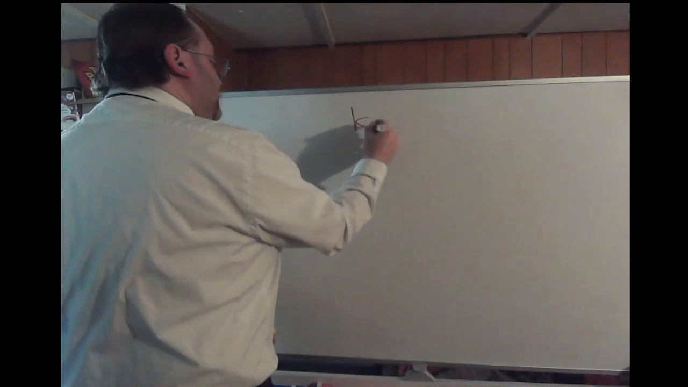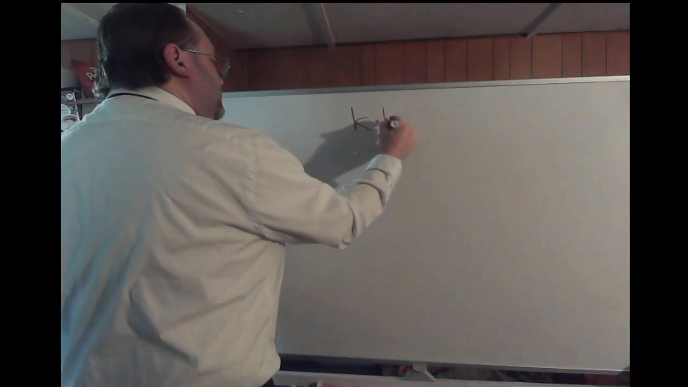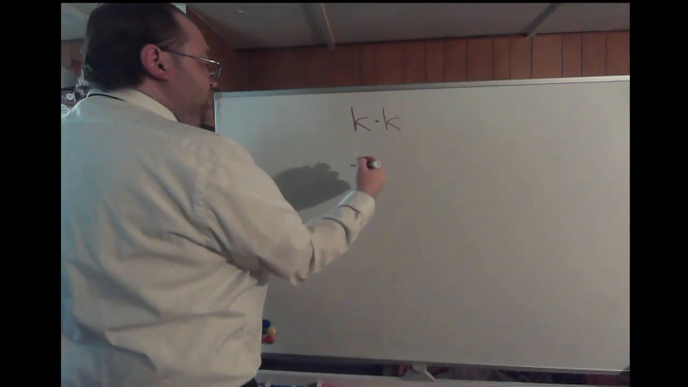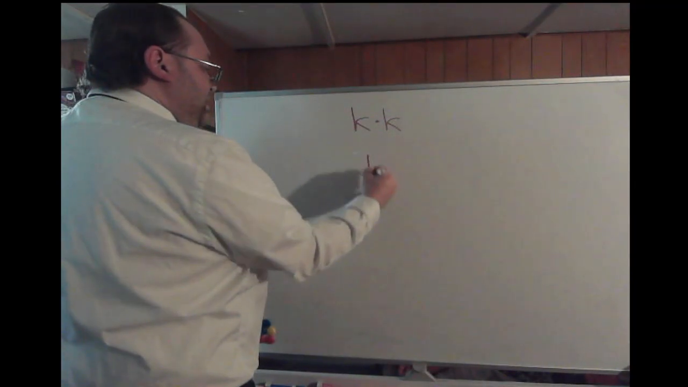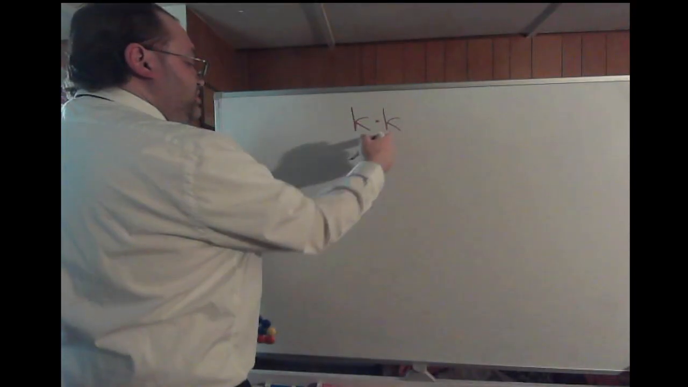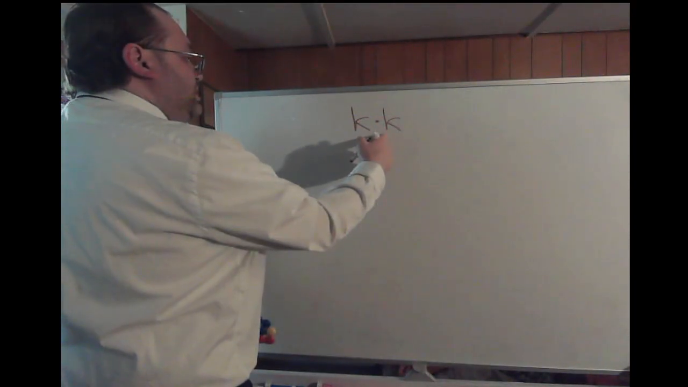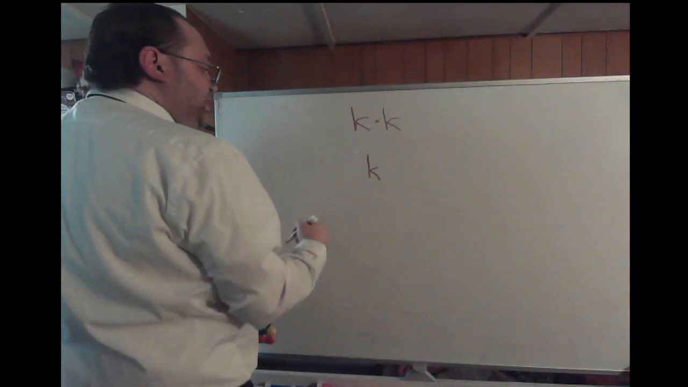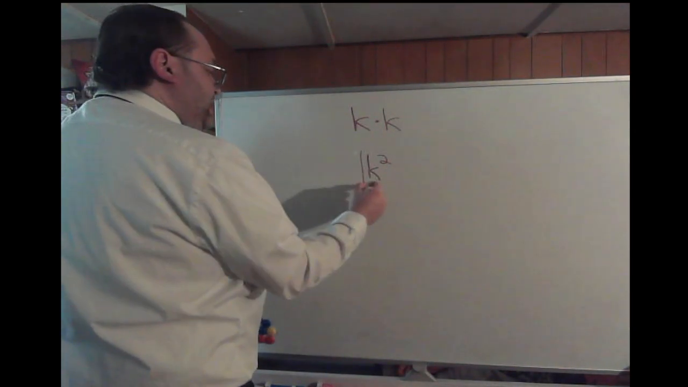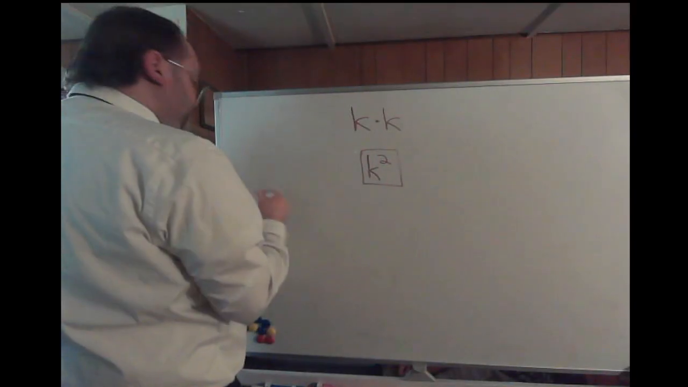Alright, now let's say we have k times k. Well, k times k, you see the base is k, that's what's being multiplied. You see it being multiplied twice, because you have k times k, you have 2 k's there, so it would be the same as k to the 2nd power, is how you could write that.